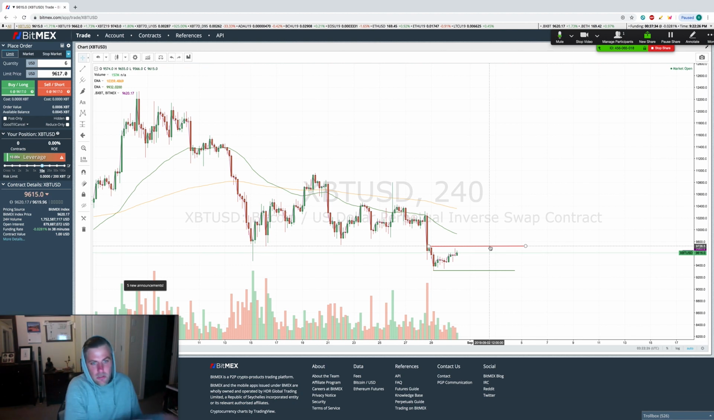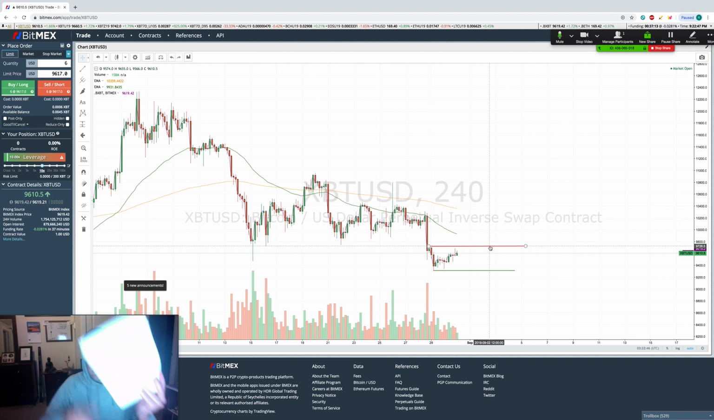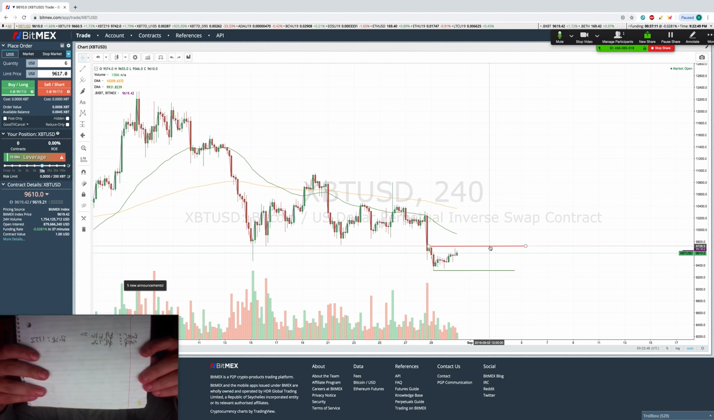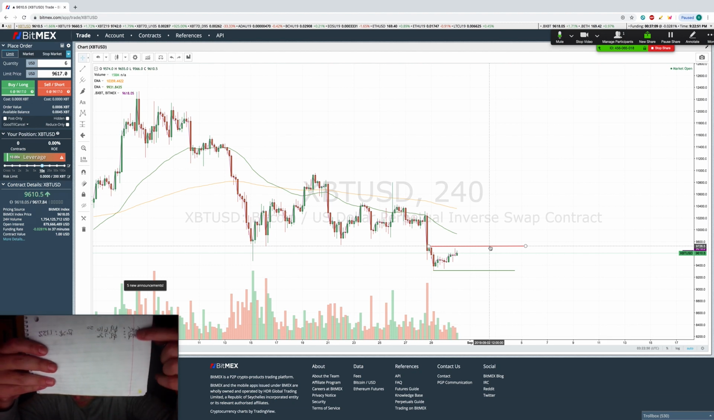And then we calculate the percentage. 9726 minus 9616.5 divided by the entry price of 9616.5. Risk is 1.13%. So this is how, anytime that I am looking at entering, this is what I'll have drawn up.